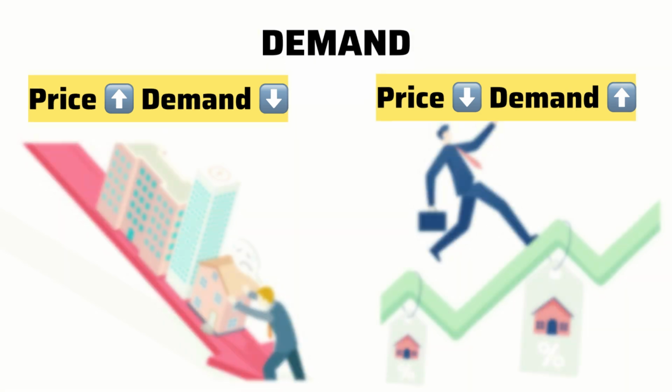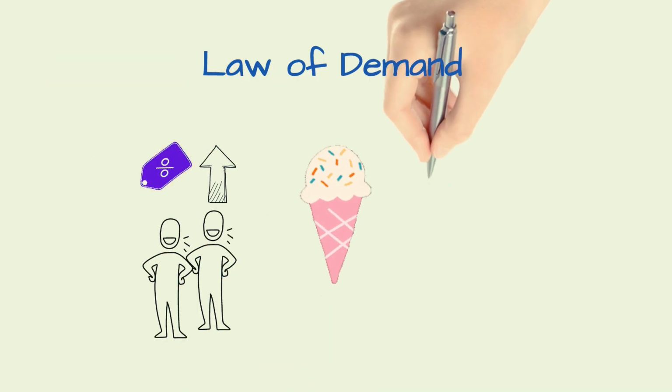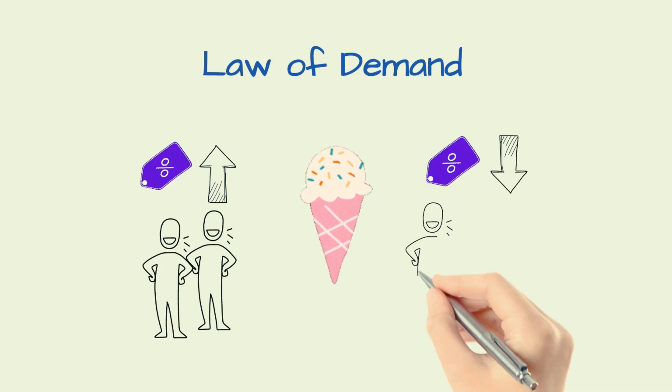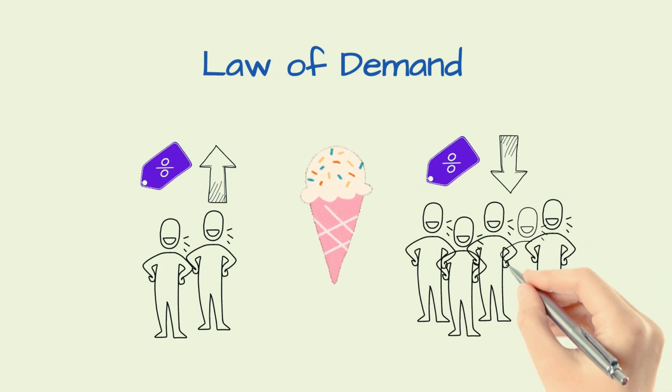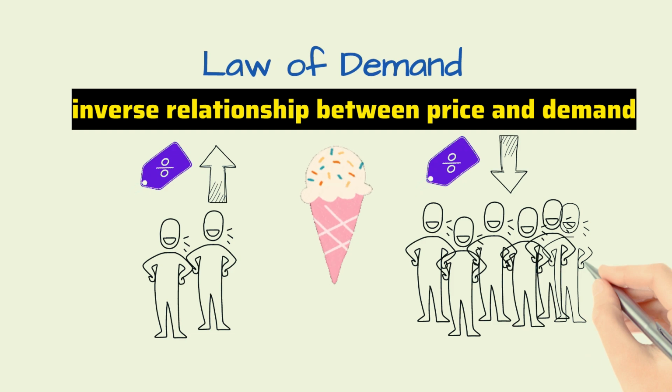Now let's understand this with a simple example. Suppose an ice cream costs rupees 100. At such a high price, fewer people may buy it. But if the price falls to rupees 40, many more people will buy the ice cream. So when the price falls, demand increases, and when the price rises, demand decreases. This shows an inverse relationship between price and demand.